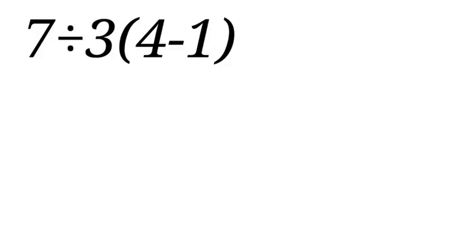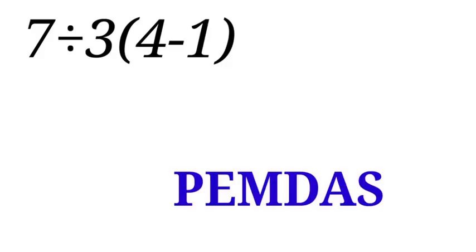To solve this, we are going to be using PEMDAS. P is for parentheses, E is for exponents, M is for multiplication, D is for division, A is for addition, and S is for subtraction. Now, when using PEMDAS, you have to go from left to right, depending on the one that comes first.